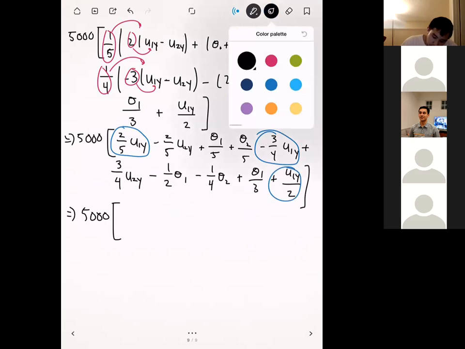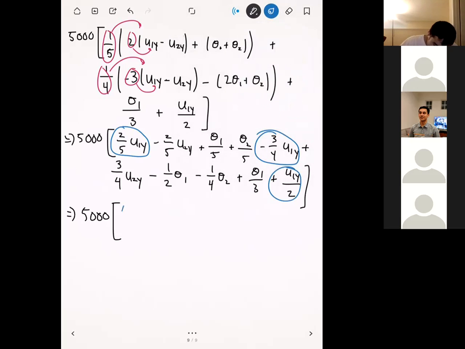So we have 2/5 minus 3/4 plus 1/2, and all this is multiplied by u1y. Next, let's do the u2y terms. For u2y, we have a minus 2/5 here and a plus 3/4 there.